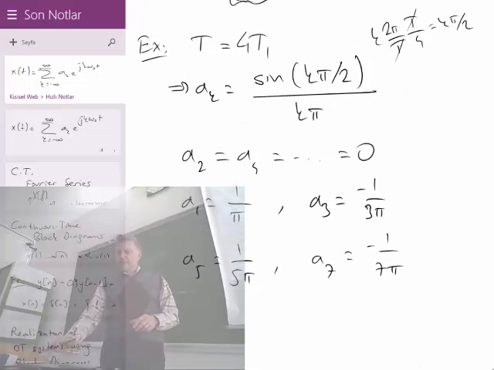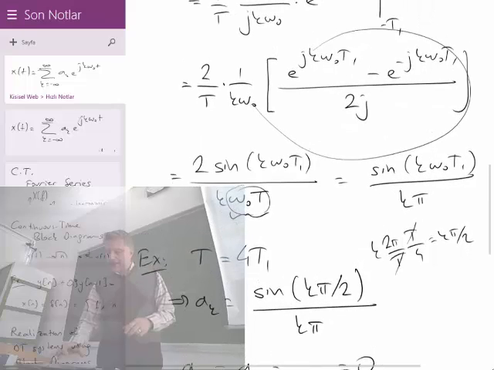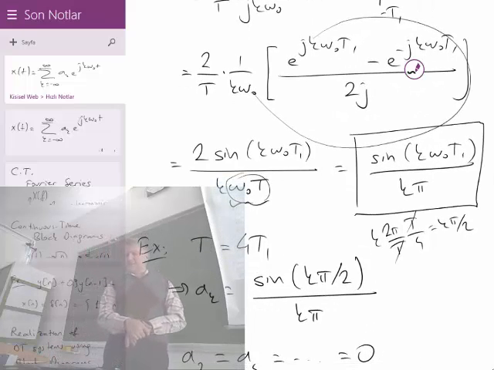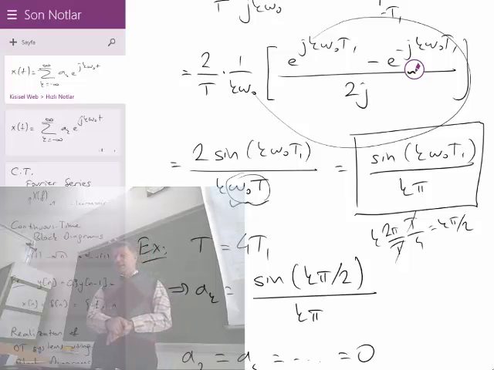And this example is so famous that you may want to even memorize this formula for a rectangular periodic pulse train. Because if you remember this, we will modify this, shift it to the right, shift it to the left, multiply it with something, invert it in some cases, etc.